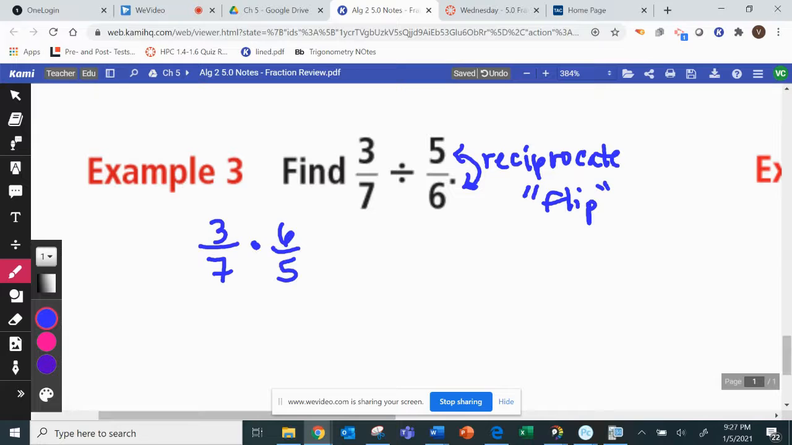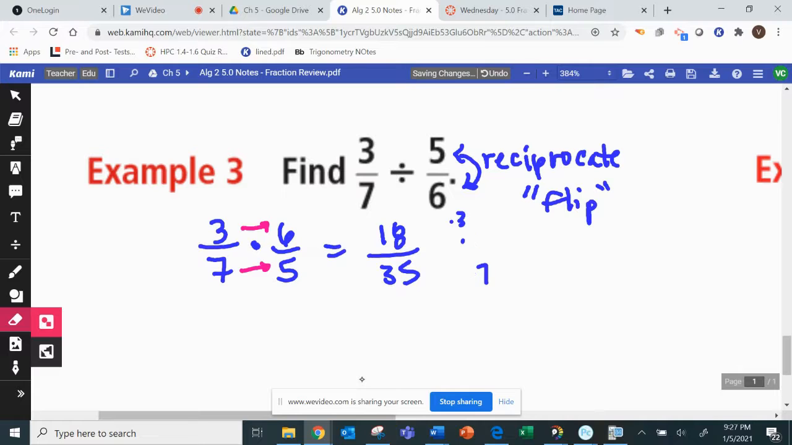And now we have multiplication. We just went over how to multiply. We go straight across. 18 over 35. And then I look at my factors of 18, which are 6 and 3, or 2 and 9. I look at my factors of 35, which are 5 and 7, and none of those are the same. So this is reduced all the way.